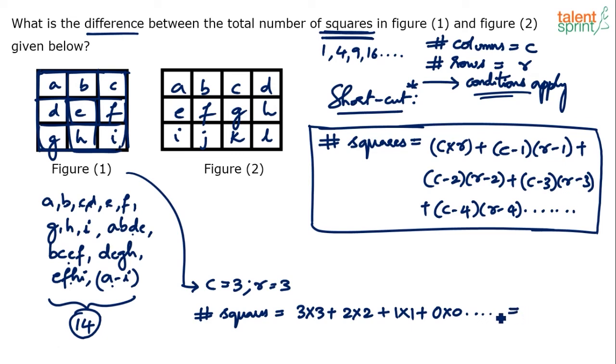So what will be the total? It will be equal to 9 plus 4 plus 1. 9 plus 4 is 13, plus 1 is 14. See, that's what we had got, right? We had got 14 here. So it is correct.